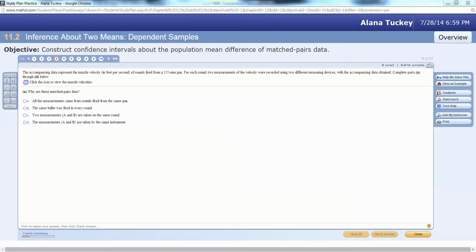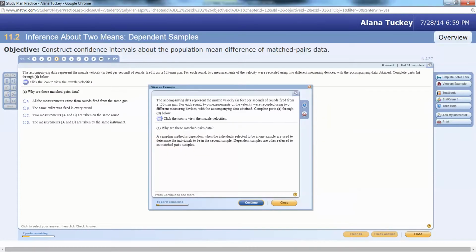The T afterwards means this is going to be a technology problem, so we're going to use either the calculator or StatCrunch to find some of the critical components we'll need. All right, so we're going to start off with, let's click View an Example.